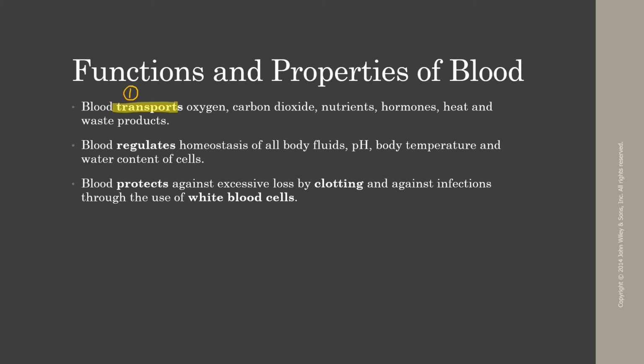Blood also carries nutrients from the gastrointestinal tract when you have a meal, and it brings those nutrients to body cells, and hormones from endocrine glands to other body cells. Blood also will transport heat and waste products to various organs around the body for elimination.